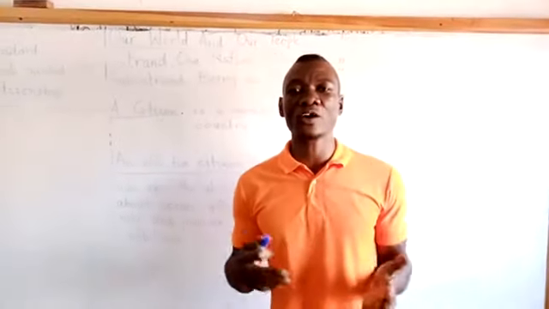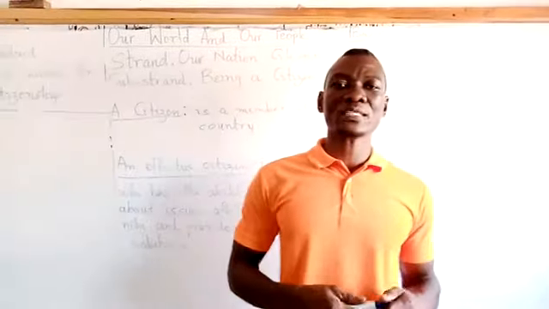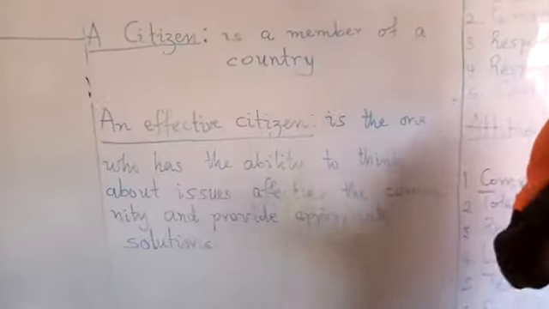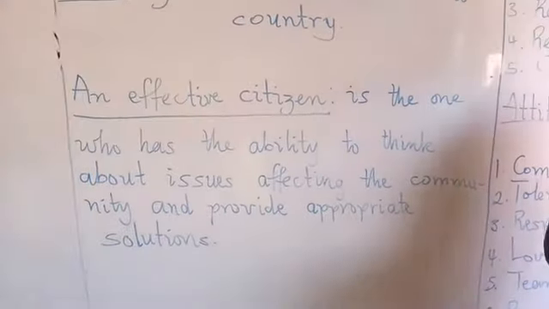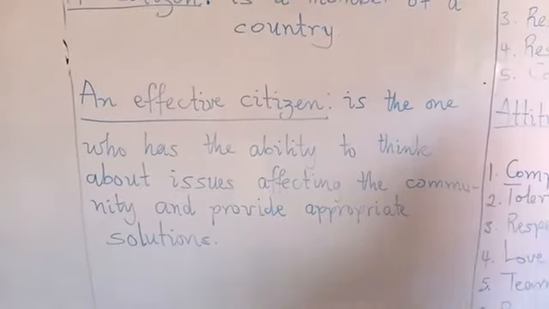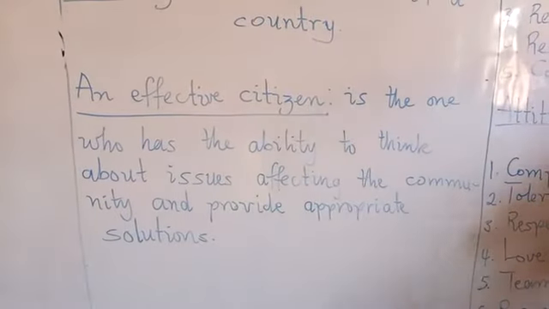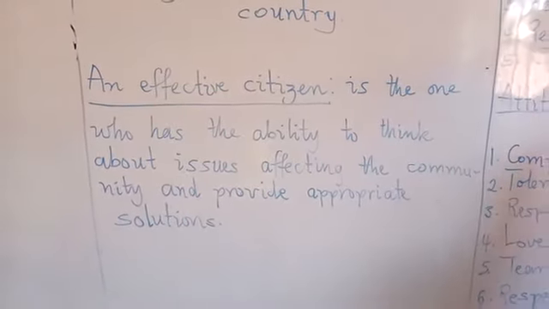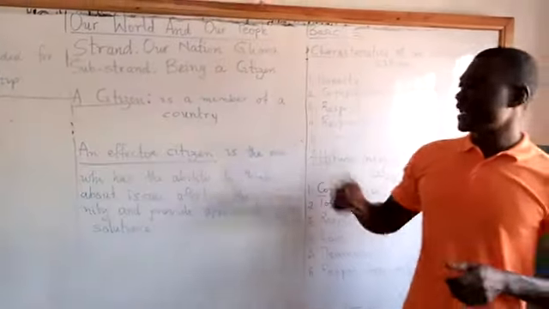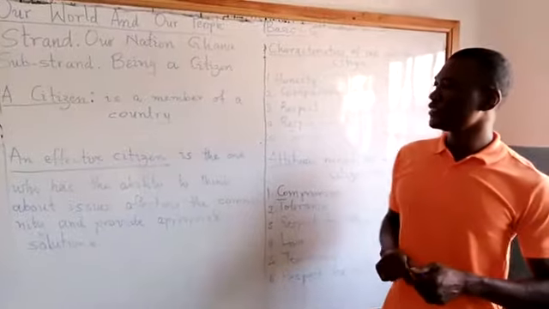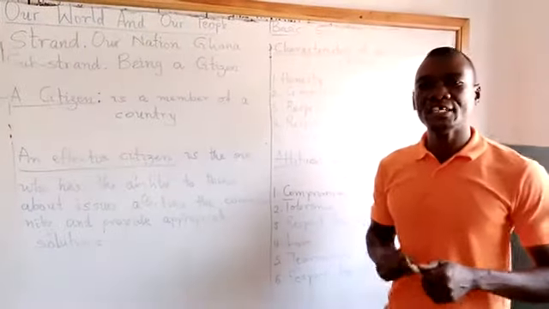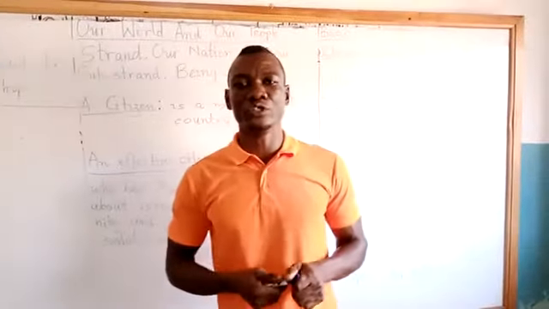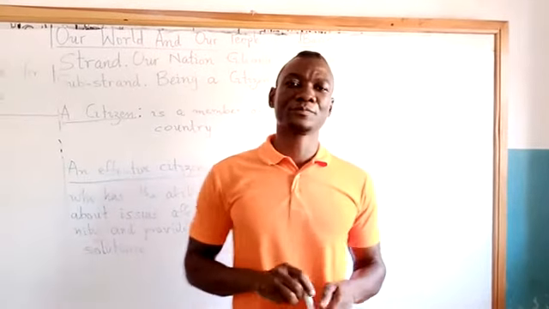So when we talk about being a good or an effective citizen, what are we talking about? As you can see on the board, when we say a citizen is effective, it simply refers to the one who has the ability to think about issues concerning the community and provide appropriate solutions. Can you repeat that after me? An effective citizen is the one who has the ability to think about issues concerning the community and provide effective solutions. Good. Now let's move on.